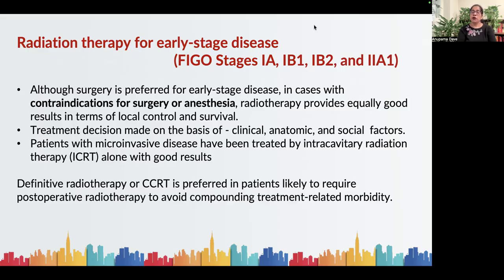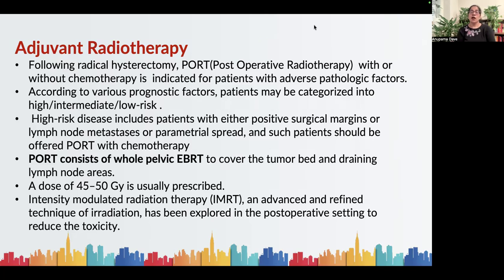Definitive radiotherapy or combined chemoradiation therapy is preferred in patients likely to require postoperative radiotherapy to avoid compounding treatment related toxicity. Now let us see what is adjuvant radiotherapy. Following a radical hysterectomy, post-operative radiotherapy with or without chemotherapy is indicated in patients who have adverse pathological factors, meaning those who are high risk for recurrence. According to various prognostic factors, patients may be categorized into high, intermediate, or low risk.